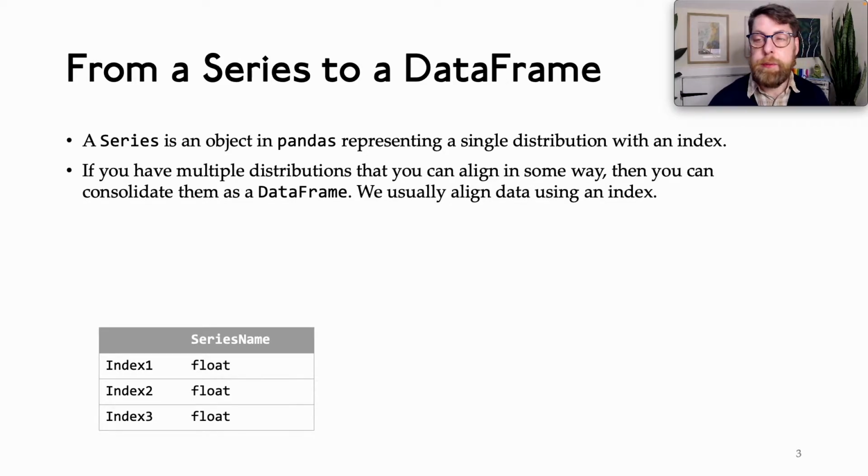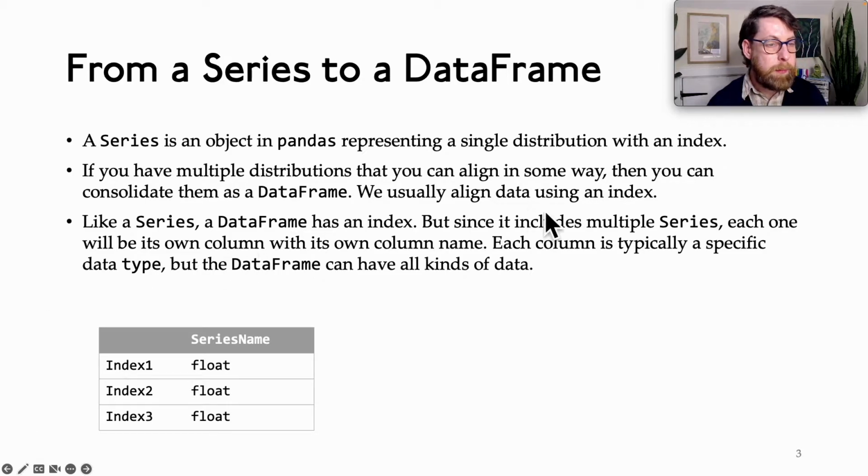Now, if you have multiple distributions that you can align in some way, then you can consolidate them as a data frame. And we usually align along the index. By that I mean, let's say we have a second series, and it also has index 1 and index 2 and index 3. Then pandas can know that we're going to line them up so that the two index 1 values are right next to each other. The cool thing about it is that you don't need to have them sorted in the same order as long as you have the same index values. It knows that the Monday from this series should go with the Monday from that series.